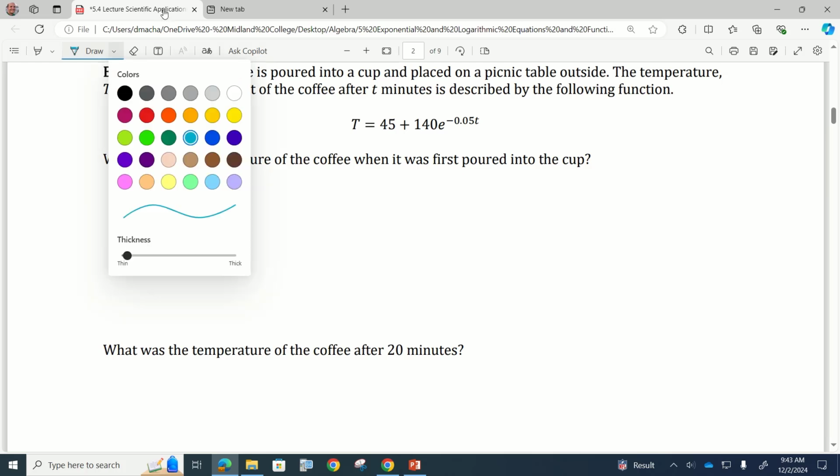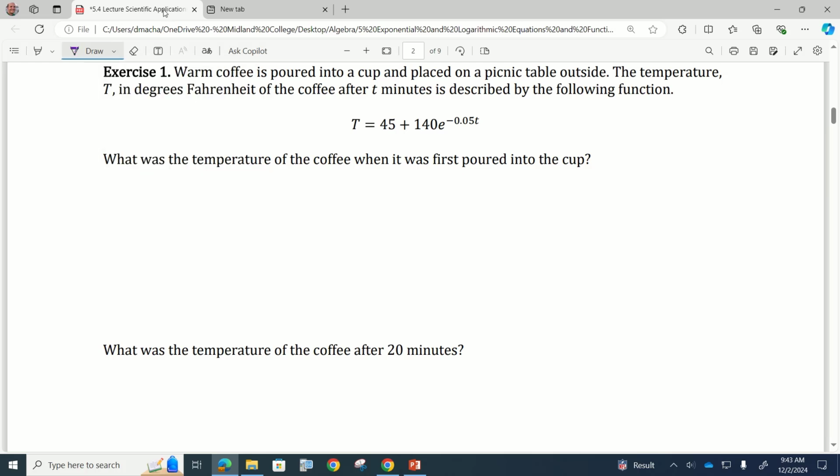The temperature in degrees Fahrenheit is going to be given by capital T. So T is temperature in these kinds of problems. And also, lowercase t is going to be time. So it depends on whether it's capital or lowercase, whether I'm talking about temperature or time. And I've got a function that will tell me the temperature of this coffee after a certain amount of time has passed.